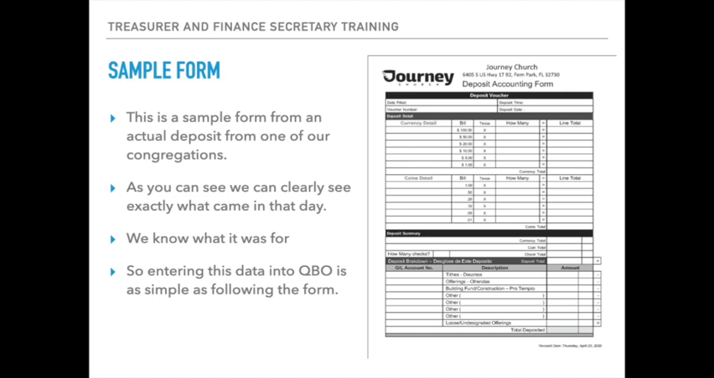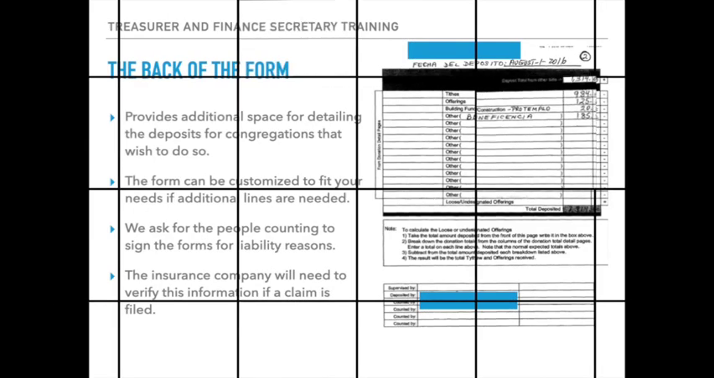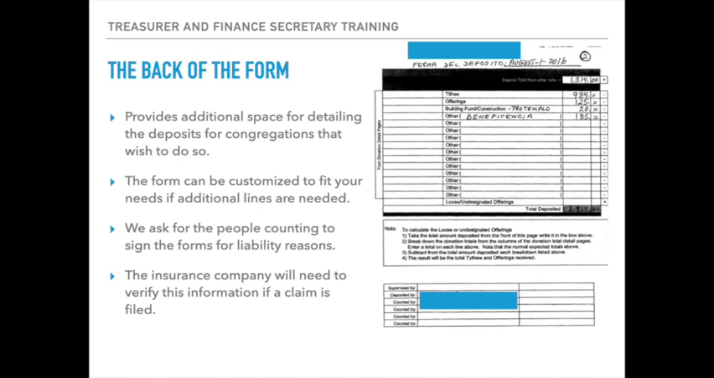So entering this data into QuickBooks is as simple as following the form. Even when 97% of the donations for Journey arrive electronically, there is still a 3% that come in cash form. So this form is designed for that. The back of the form provides additional space for detailing the deposits for congregations that wish to do so.